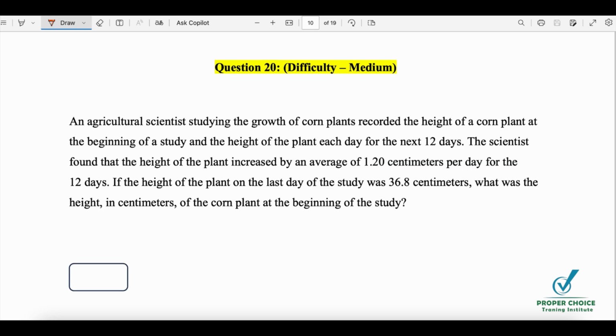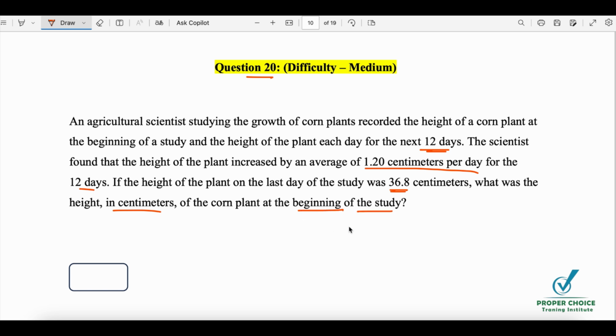Question number 20 says, an agricultural scientist studying the growth of a corn plant recorded the height of a corn plant at the beginning of the study and the height of the plant each day for 12 days. The scientist found that the height of the plant increased by an average of 1.20 centimeters per day for 12 days. If the height of the plant on the last day of the study was 36.8 centimeters, what was the height in centimeters of the corn plant at the beginning of the study?